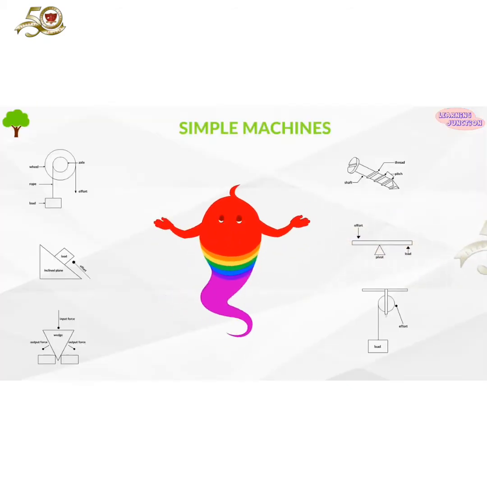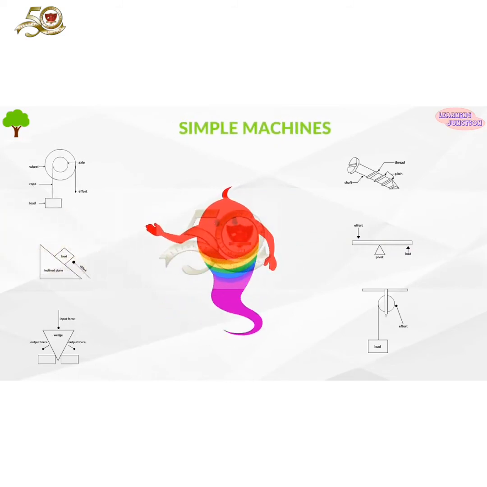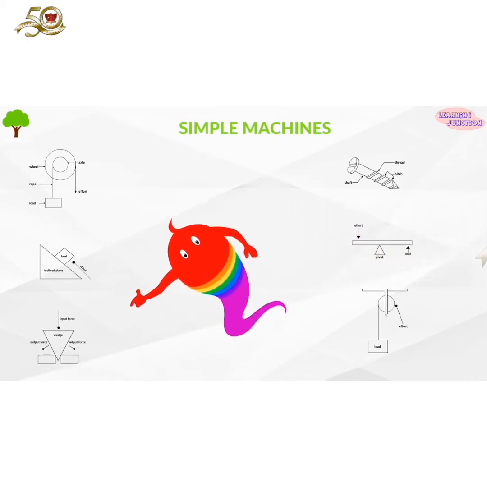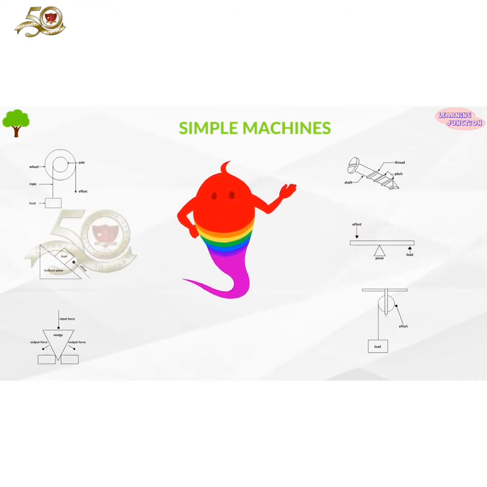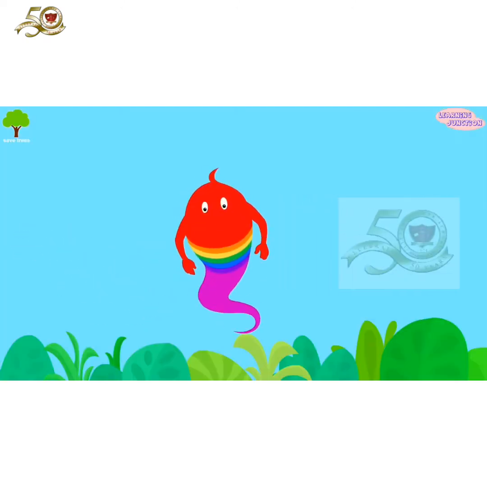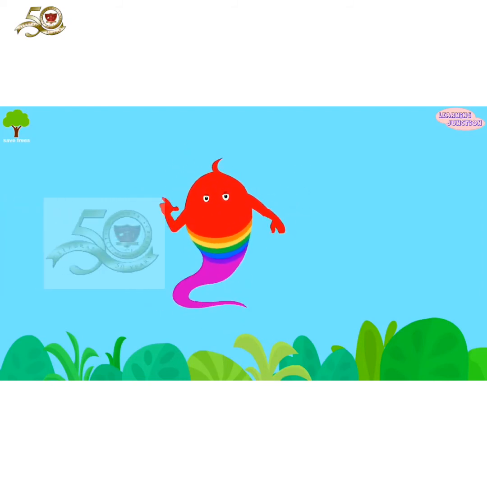Here's a chart of various simple machines. Wheel and axle. Inclined plane. Wedge. Screw. Lever. Pulley. Now you know a lot about simple machines.